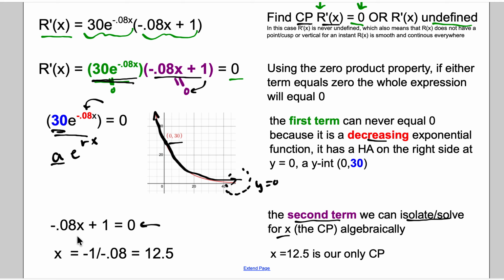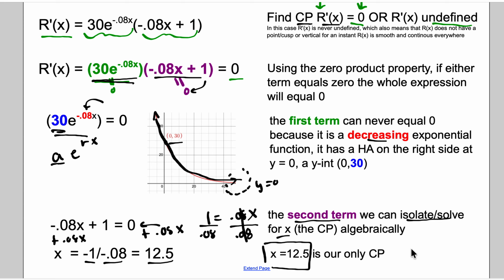And when I do that, I could add 0.08x to both sides. And that would give me 1 equals 0.08x. Then I could divide by 0.08 on both sides. And that is going to give me either negative 1 over negative 0.08 or 1 divided by 0.08. And when I do that division, I get x equals 12.5. That is our only critical point.